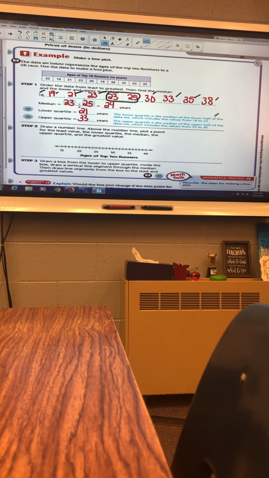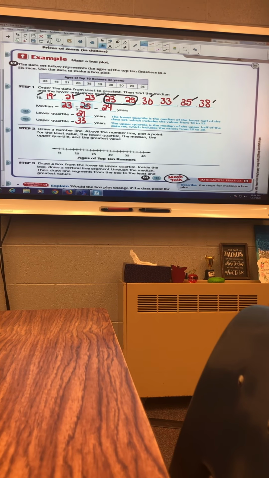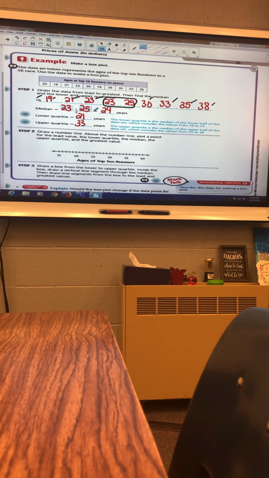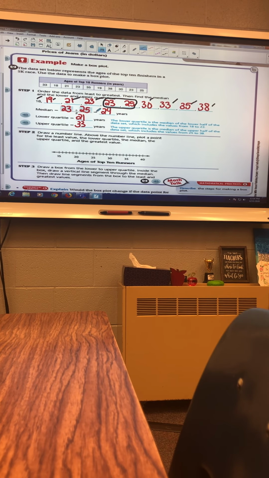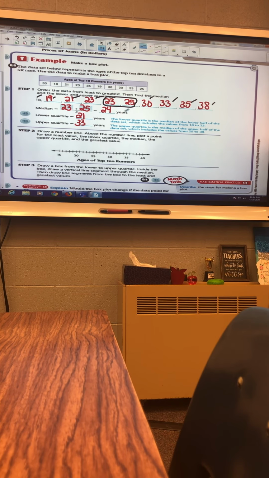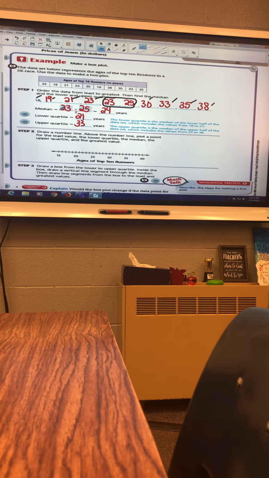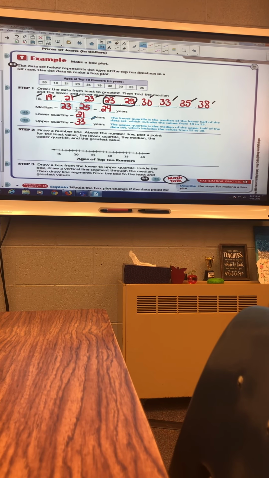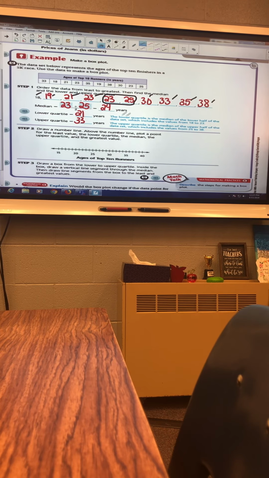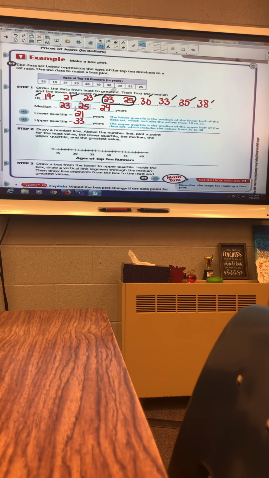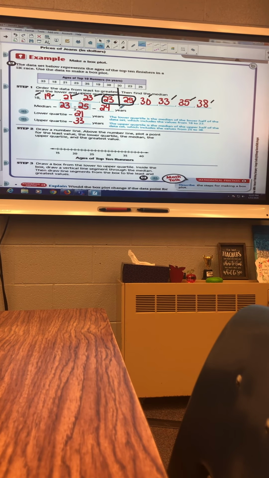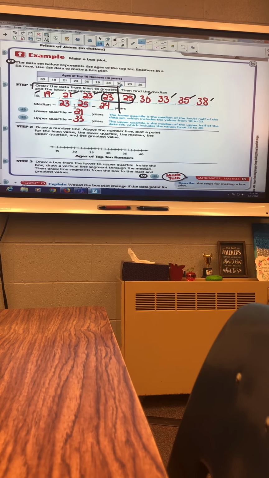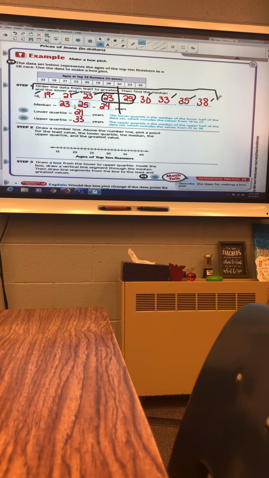So in order to find the median, we add those 2 together and divide by 2. So we had 23 plus 25, which is equal to 48, and 48 divided by 2 is 24. So your median is 24. Then we look at our lower quartile, which is the lower half of our data. Now since we have an even number of data items, we just split it right in half. So this is our lower quartile, and this is our upper quartile.